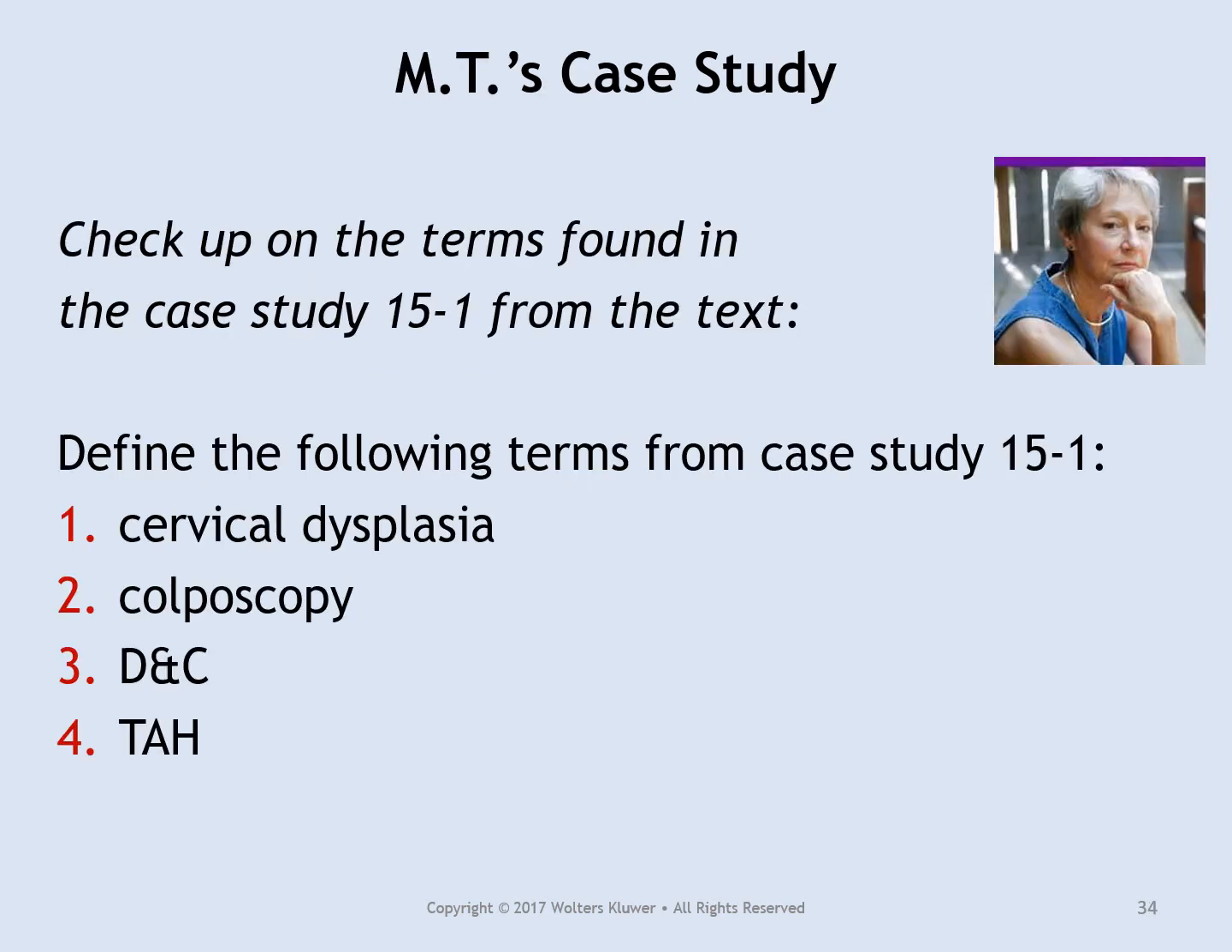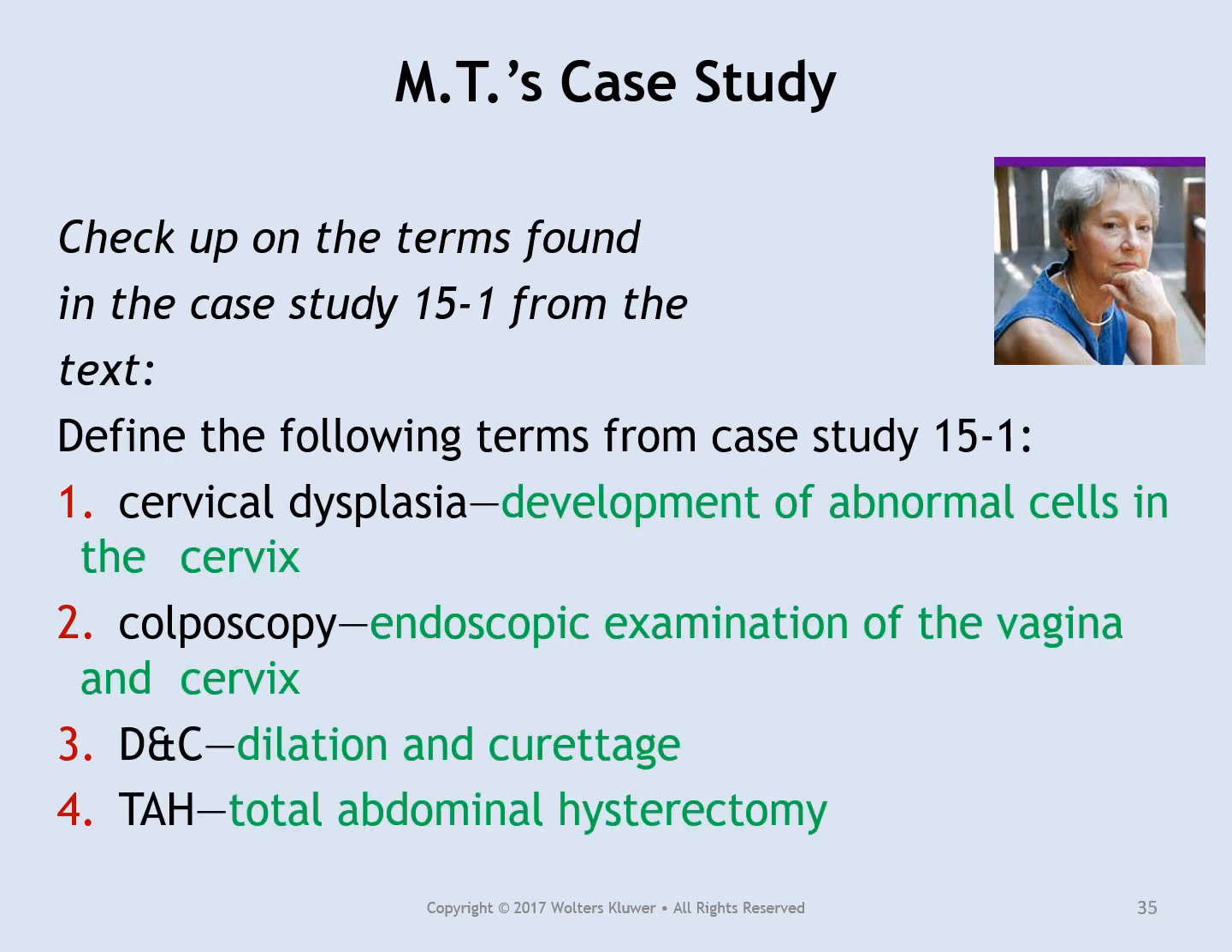So let's look at a case study. She has cervical dysplasia, and we'll be looking at a technique called colposcopy, D&C, and TAH. So in cervical dysplasia, there are abnormal cells in the cervix. A colposcopy is using an endoscope to look at the vagina and cervix. And you can remove abnormal cells with dilation and curettage, D and C. And she can require a total abdominal hysterectomy or removal of the uterus.